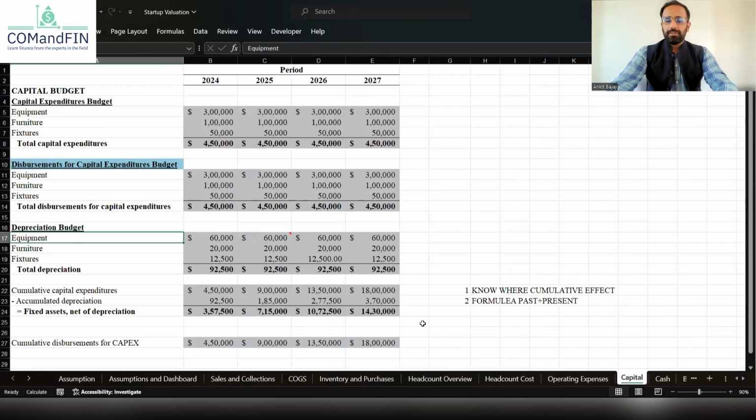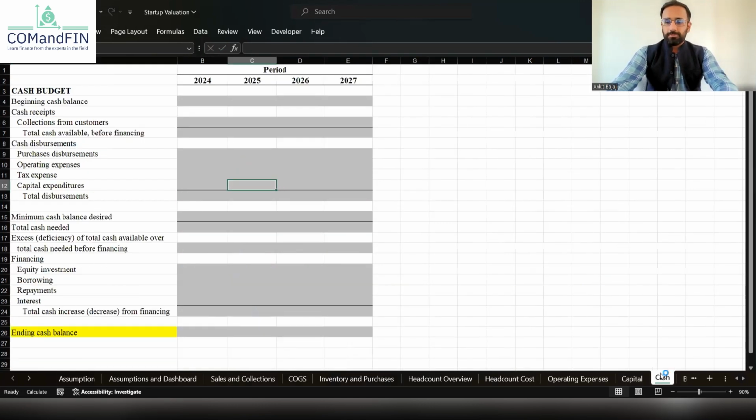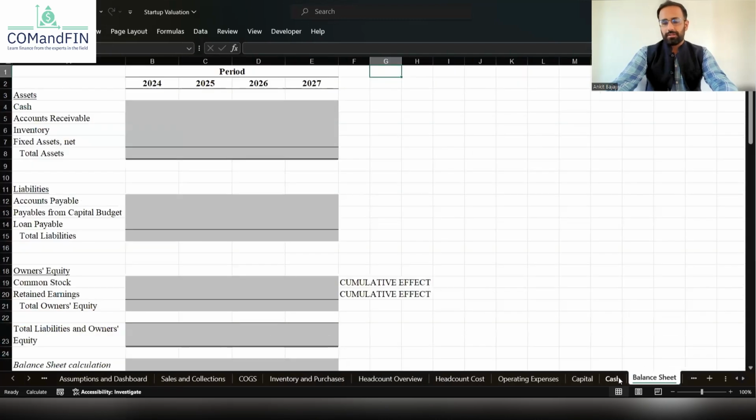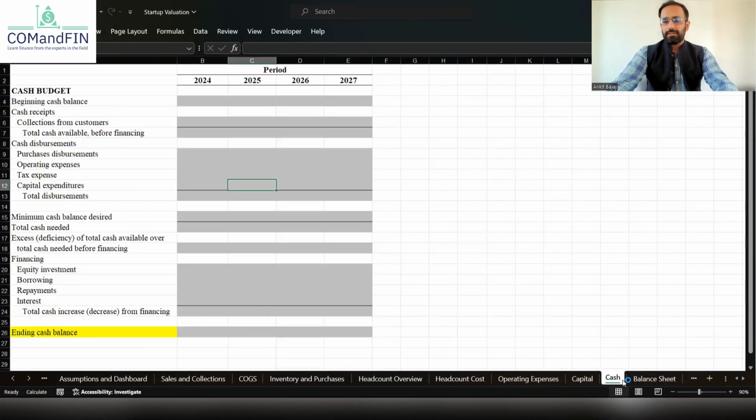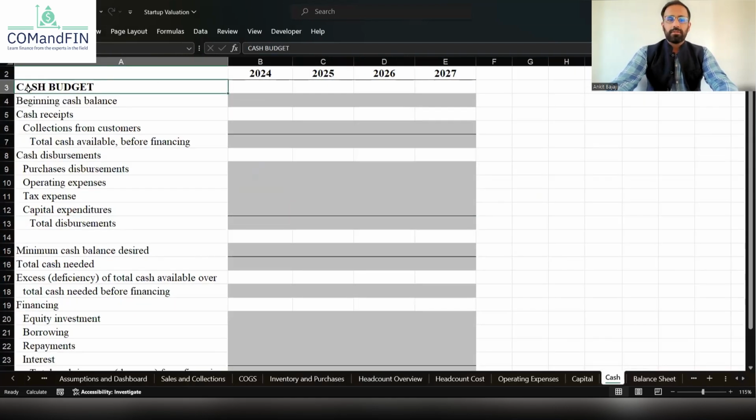Now, what we have to calculate next is the cash budget, right? The next sheet which we have to prepare is for cash budget. And also we have to do a detailed discussion about the balance sheet. But before we jump to the balance sheet, we have to do the discussion on cash budget. Now, this is important for you to understand. So listen to me very carefully and automatically you will be getting more and more clarity about this.